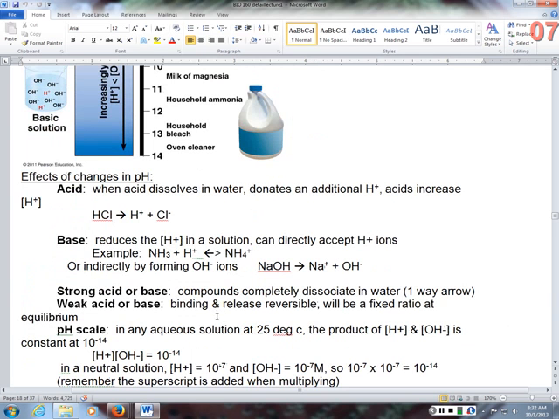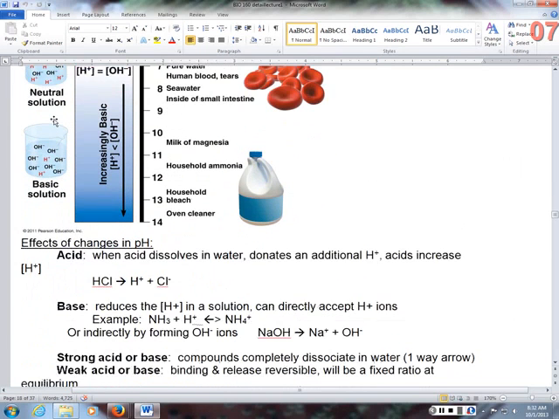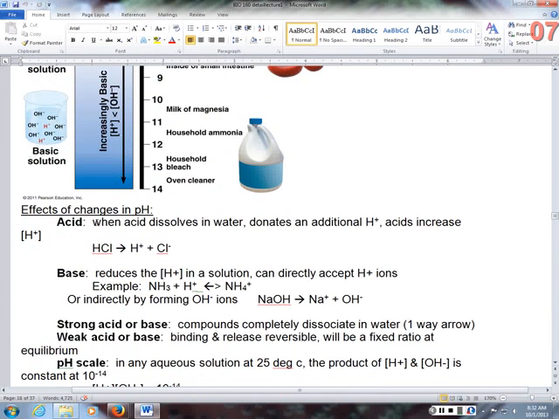So, effects of changes in pH. When an acid dissolves in water, it's going to donate additional hydrogen ions. So the acids increase the hydrogen ion concentration. The bases are going to reduce the hydrogen ion in the solution, so sometimes you're going to see it represented as more hydroxides, because you've reduced the hydrogens that were attached to them, or indirectly forming the hydroxide ions.